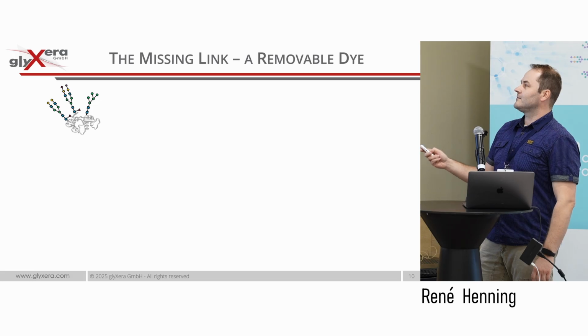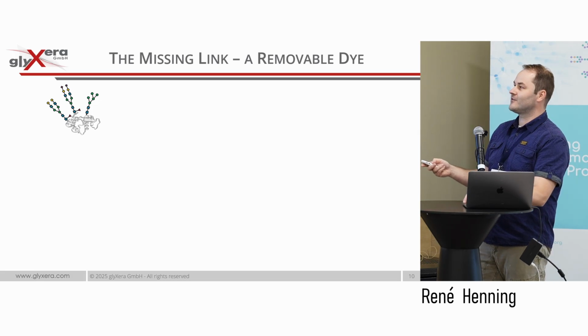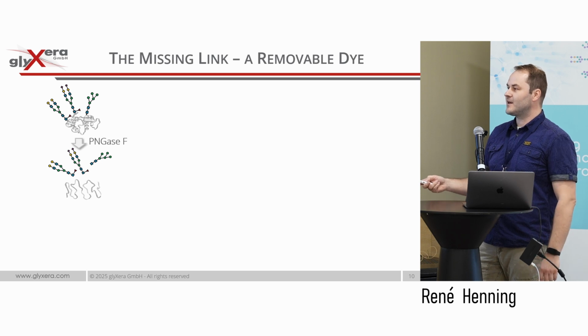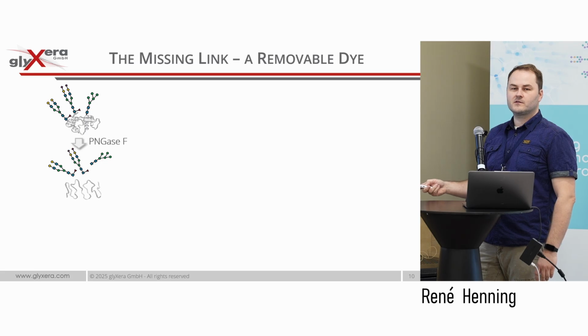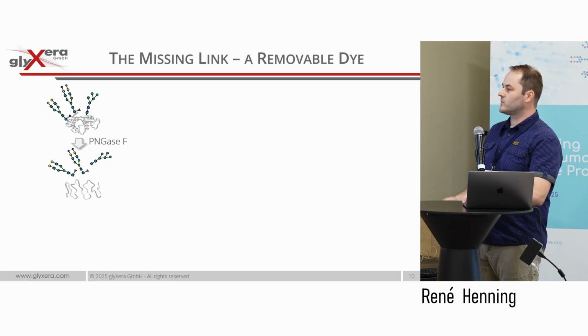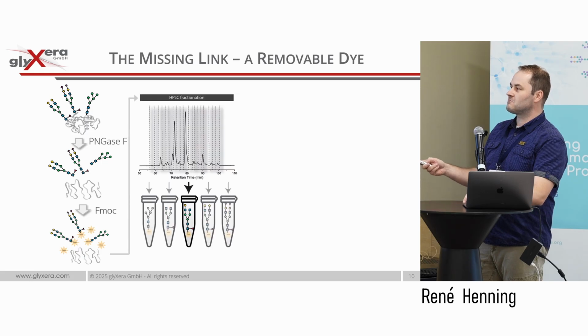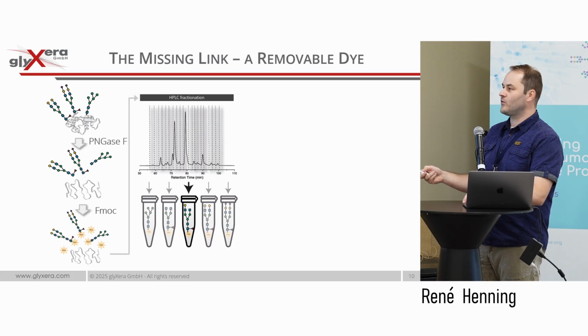So, removable dye, a great thing actually. What is it? You have the N-glycans attached to the protein. We are releasing them with PNGase F, and we directly label them with FMOC. It's actually a well-known compound in protein science for the protection of groups. And exactly this one we use to label our glycans. And the great thing is, you can separate it in HPLC, and you also can detect it with your fluorescence detector.